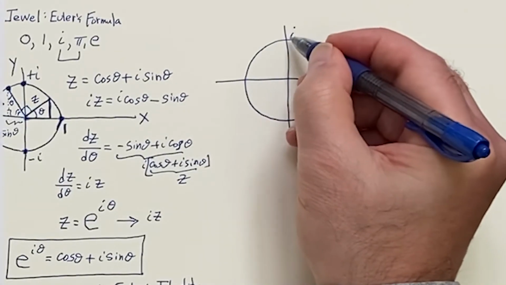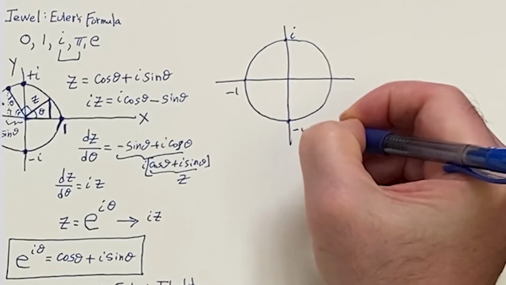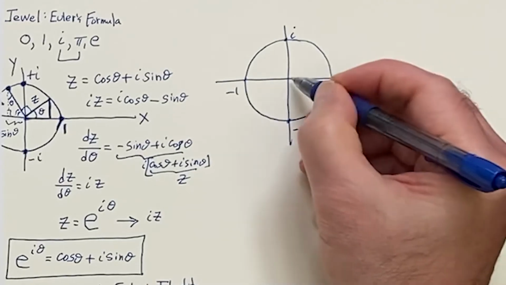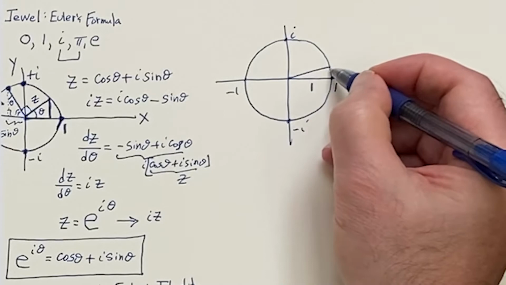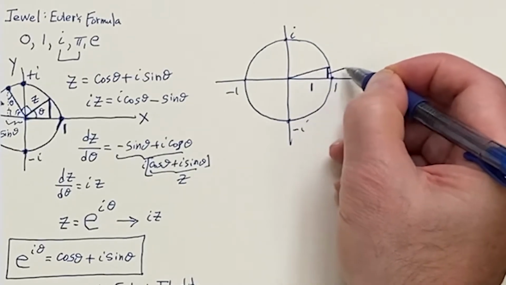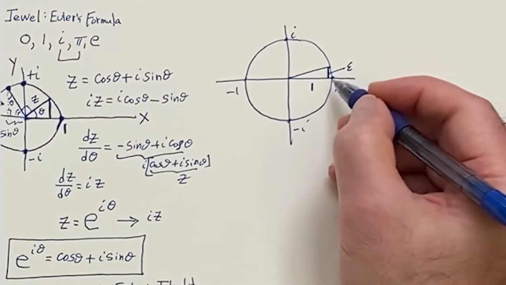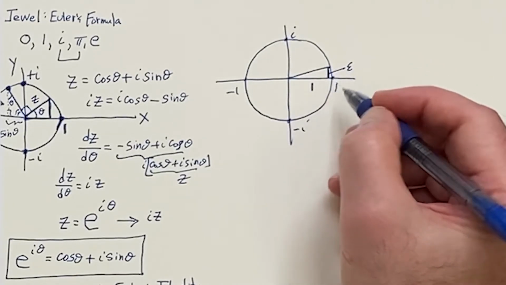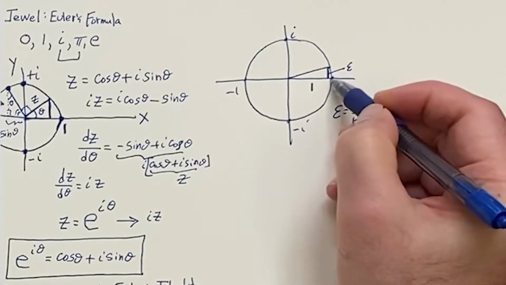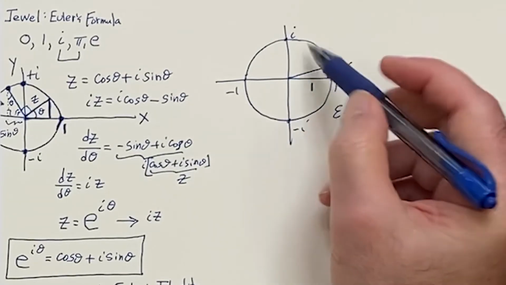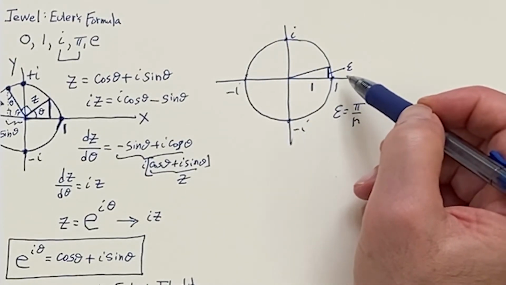And have i up here. Here you have -1, minus i, and a 1. And suppose we're going to go here where this is an epsilon, in other words, a little epsilon. We're going to take epsilon to be pi over n, break the trip to go 180, which is pi, into n little chunks.